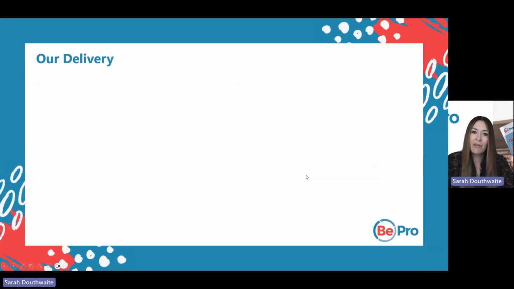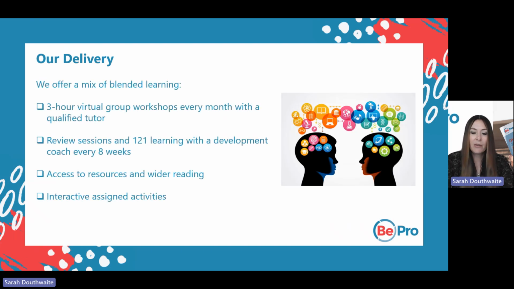The way in which we deliver the apprenticeship within BPro is that we offer a mix of blended learning. So you'll be invited to attend 3-hour virtual group workshops, at least one every month, with a qualified tutor. And these sessions are a great opportunity to discuss the models and theories with your peers. You will then be assigned a dedicated development coach, and they will meet with you every 8 weeks as part of a progress review, but also to ensure that you've understood the knowledge and you've got opportunities to apply that in your workplace and build competency in your skills.